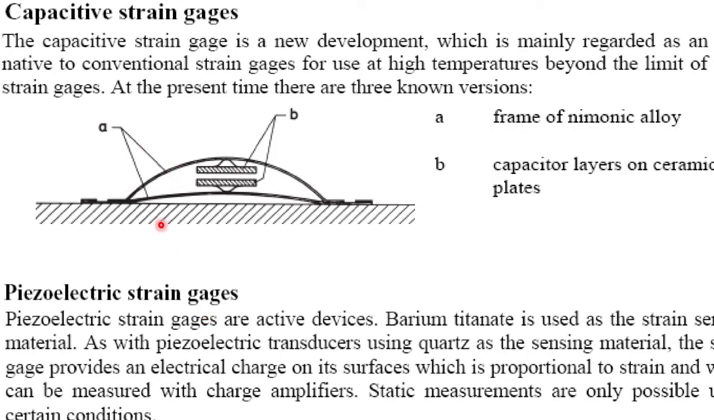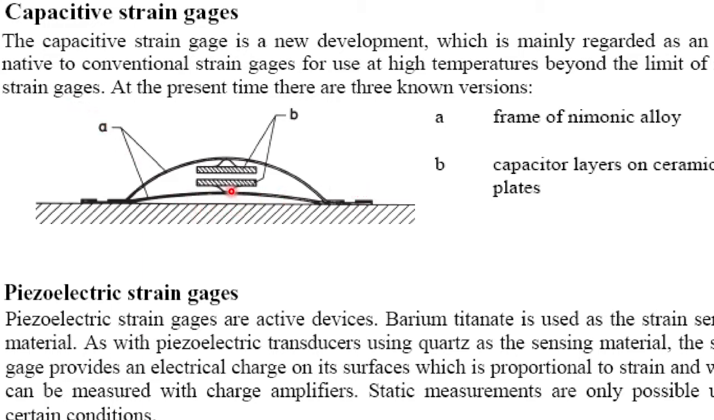The next type is capacitive. This is also not a very common one, but they are used in some strain applications. This is a new development, not yet very standardized. It is regarded as an alternative to the conventional strain gauge for use at high temperature, beyond the limit of metal strain gauges. Here the technique is somewhat different.